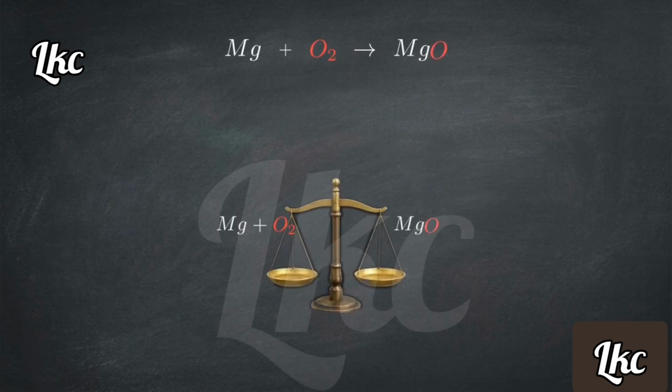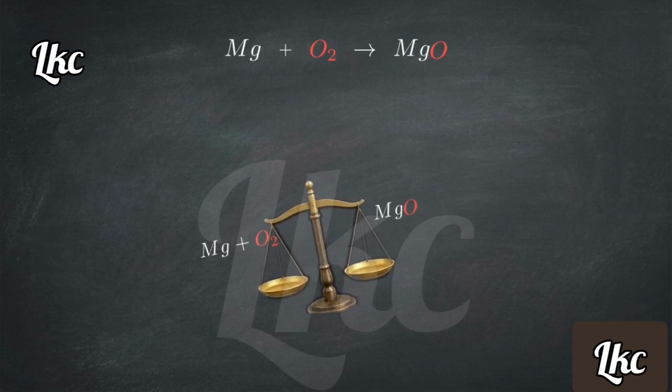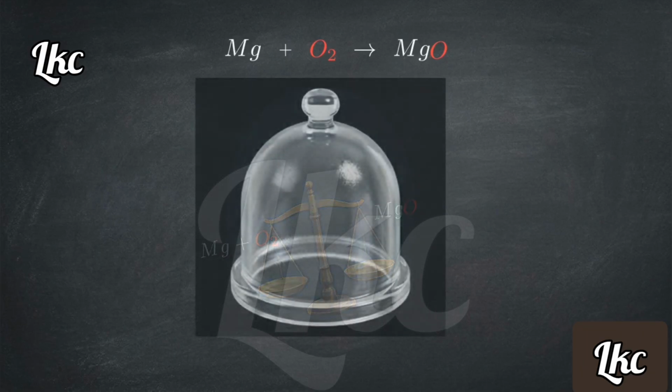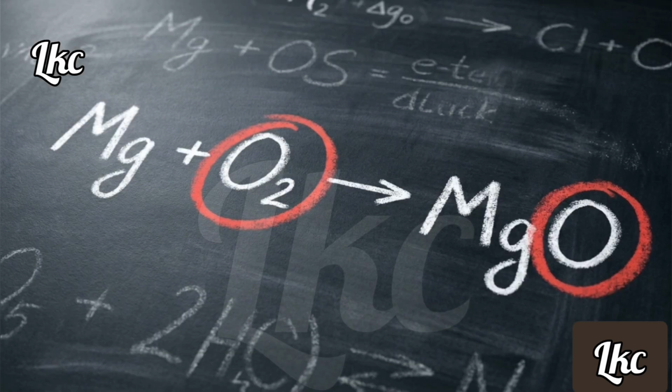This skeletal model contains a critical flaw. While we have 2 oxygen atoms on the reactant side, we only have 1 on the product side. This imbalance violates the law of conservation of mass. In a closed system, atoms cannot be created or destroyed. Failing to account for every atom, the skeletal equation is an incomplete model. It lists ingredients, but disobeys the physical laws governing mass.